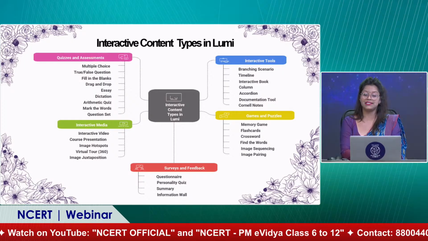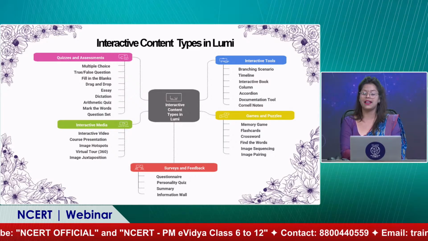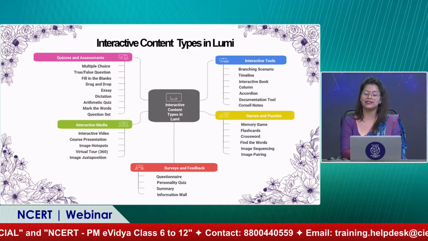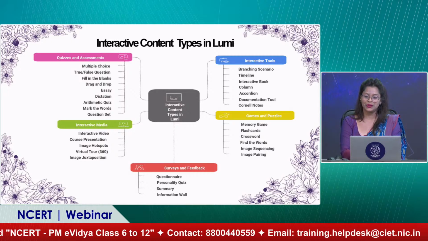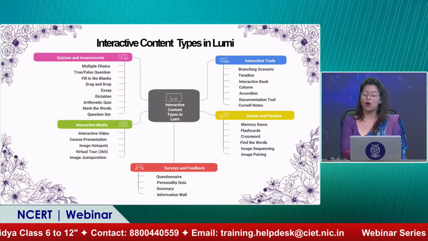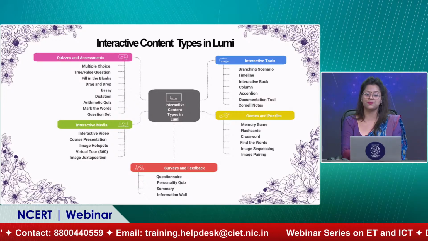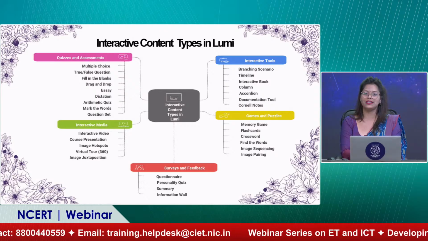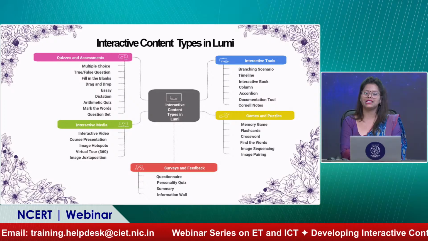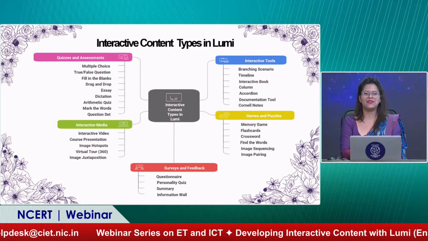Then survey and instant feedback can be given through Lumi features: a questionnaire is available, a personality quiz is available. You can give a summary also, and there is an information wall. These features can be used for survey and instant feedback in your class. Then there is a lot of interactive media, like interactive video, course presentation, image hotspot, virtual tour, meaning a 360-degree virtual tour, and image juxtaposition. All of those can be done through Lumi. These are the major features available in Lumi.